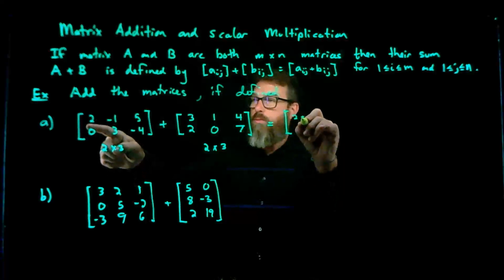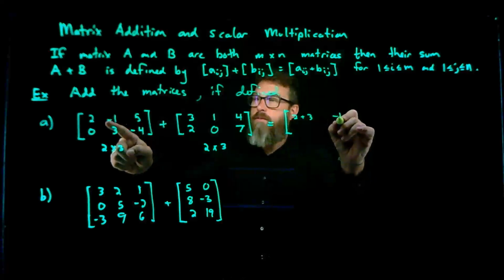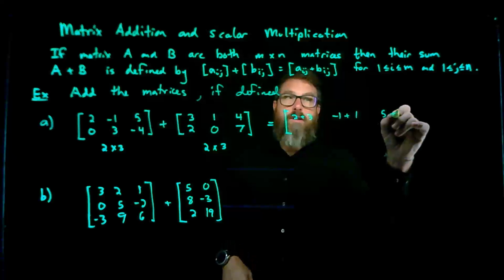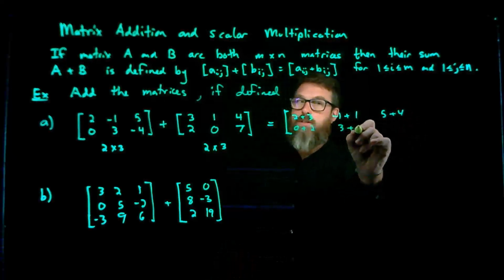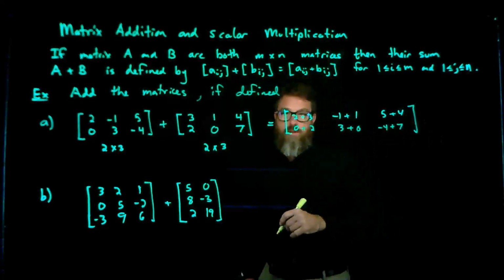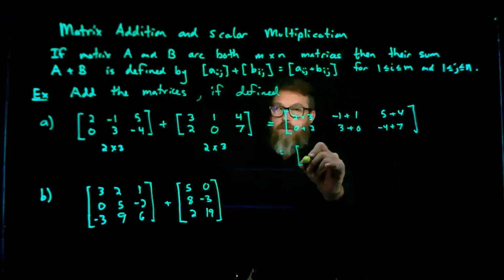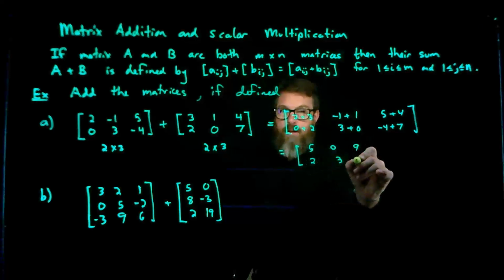to 2 plus 3, the next one is going to be equal to negative 1 plus 1, 5 plus 4, 0 plus 2, 3 plus 0, and then finally minus 4 plus 7. So then when we simplify this, we can say that A plus B is going to be equal to 5, 0, 9, 2, 3, 3.